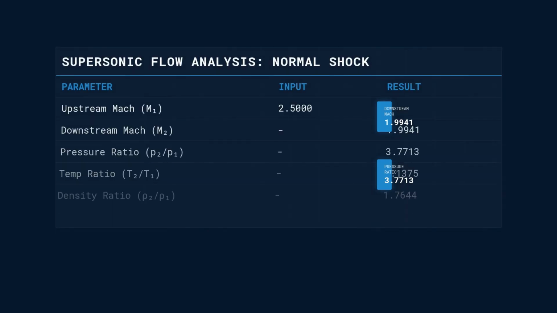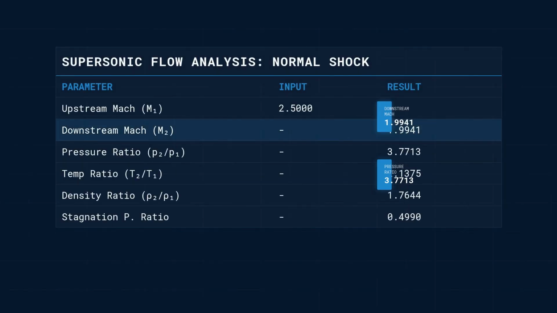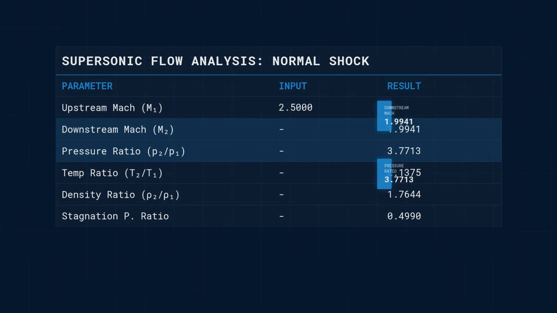The downstream Mach M₂ is 1.9941, showing the flow remains supersonic. The pressure ratio P2-P1 equals 3.7713, meaning pressure increases by nearly 4 times across the shock.